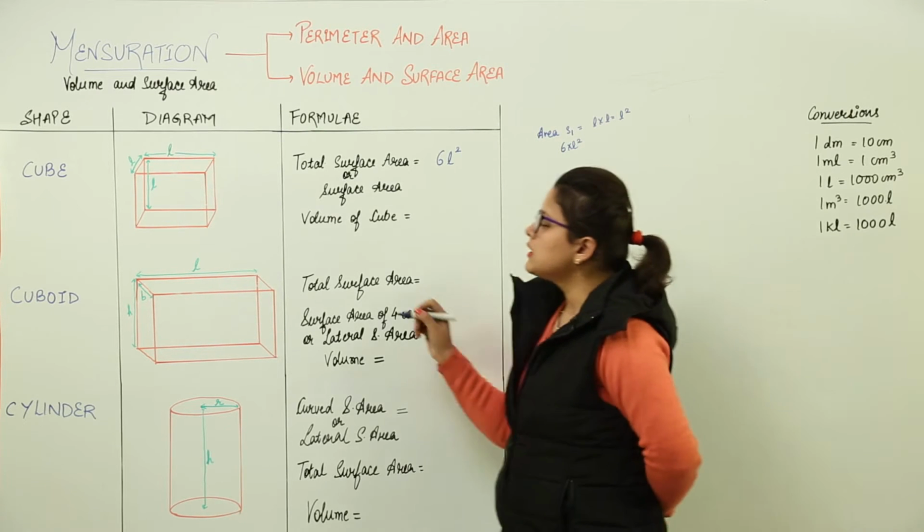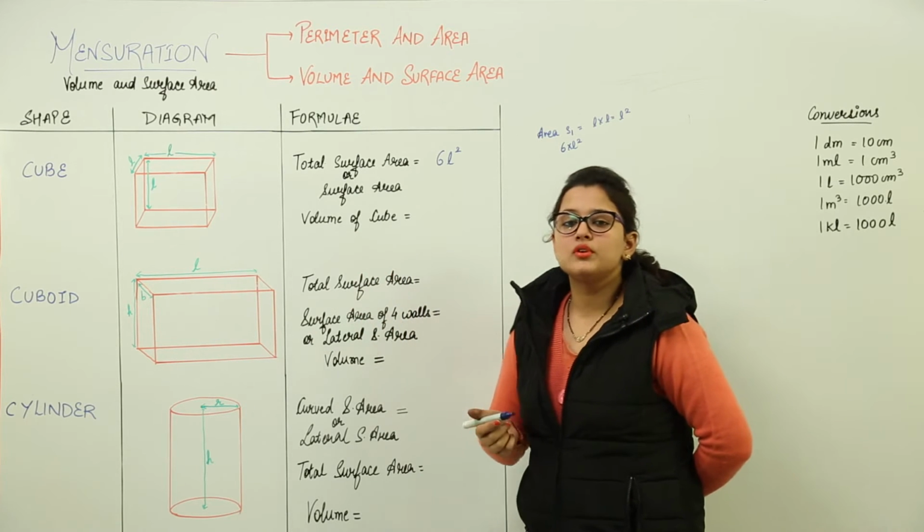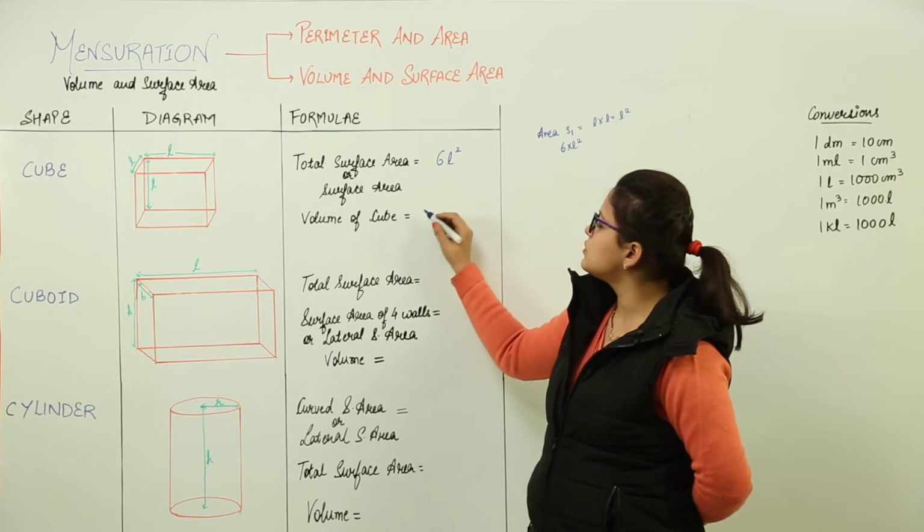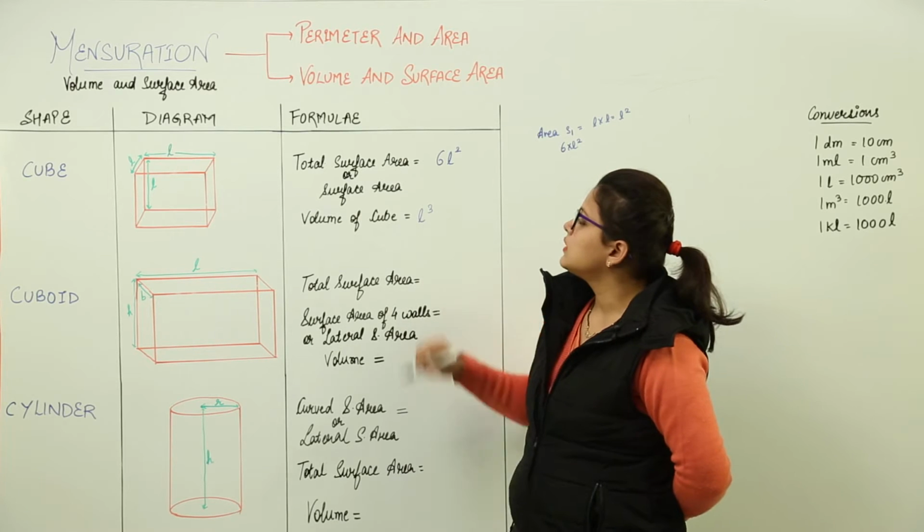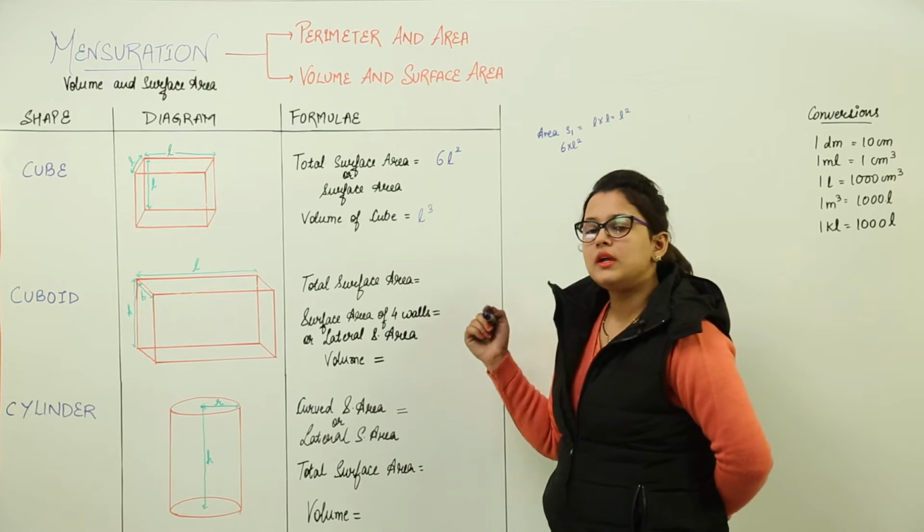Understood? Similarly, we will find the volume of the cube. The volume of the cube is equal to L cube, L into L into L.